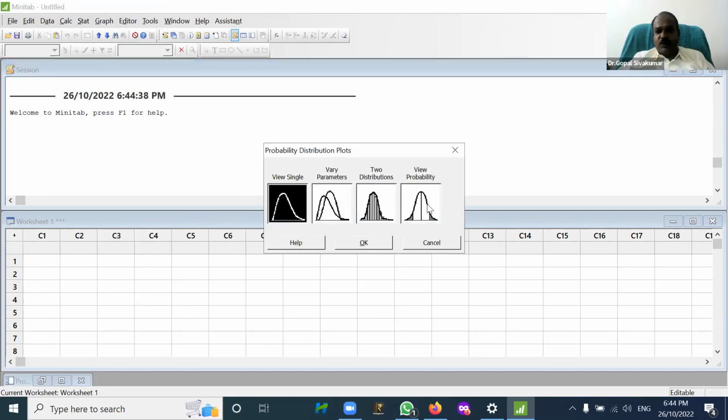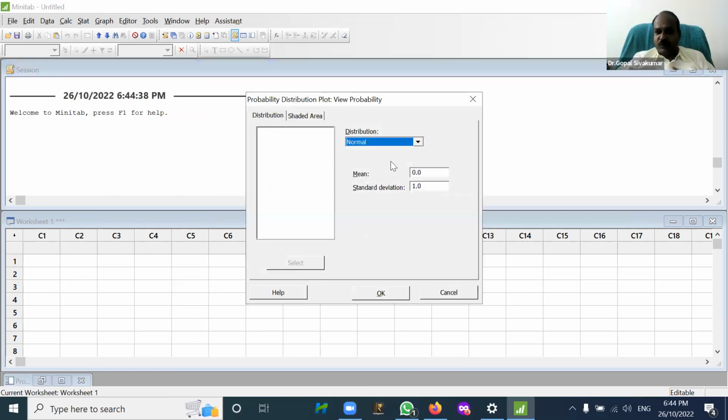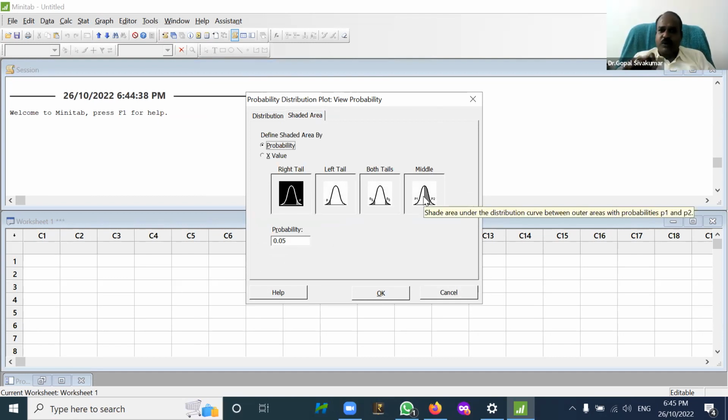Now come to View Probability because we want to know the probability. Now choose normal, which is already chosen. Standardize it by giving mean equal to 0 and standard deviation equal to 1, which is also already there. Now go to Shaded Area. The last option is what is required for us: Middle, which means between 2 points.